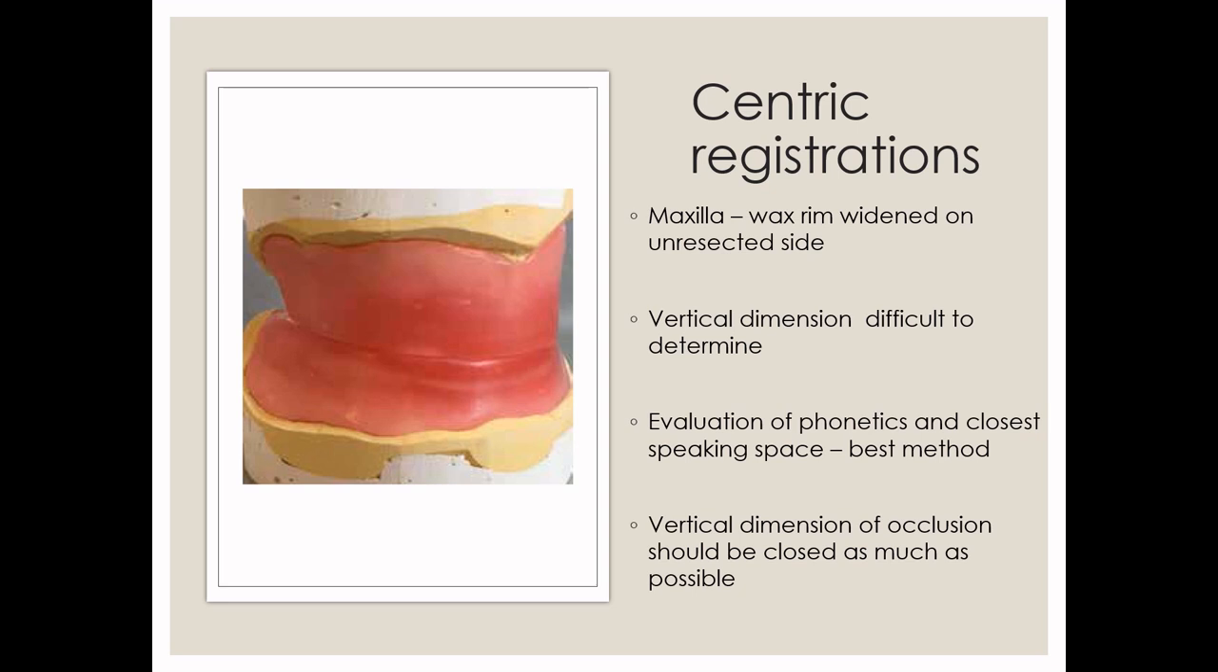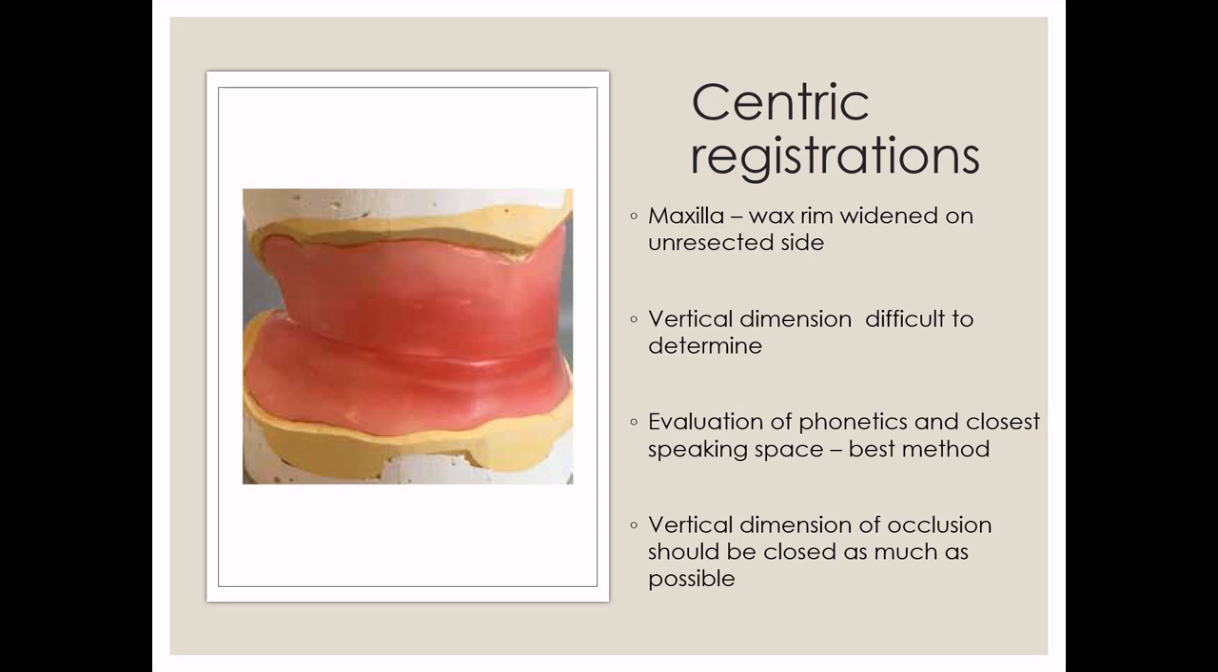If the patient has a near normal tongue bulk, mobility and control, then evaluation with phonetics and closest speaking space are the best suited methods for the determination of vertical dimension. And also the vertical dimension of occlusion should be reduced or closed as much as possible in these patients because they have reduced tongue bulk and compromised tongue mobility. So if you restore the original vertical dimension of occlusion in these patients, it will prevent the tongue from effectively interacting with the palatal structures during speech and swallowing. So you have to reduce the vertical dimension of occlusion.